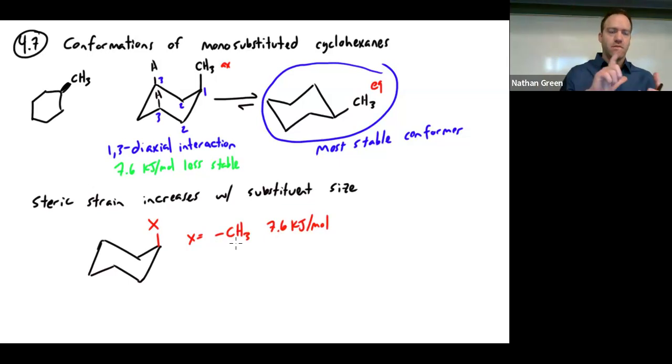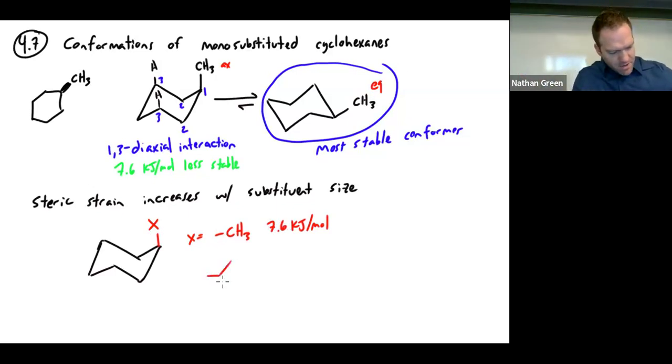So when we talked about Newman projections, and we said that it costs 3.8 kilojoules per mole to put a methyl group next to a hydrogen, that is 3.8. Well, there's two of those, right? So 3.8 times 2 is 7.6. You don't have to know where these come from, but if you ever want to look these up, you can use the A values to predict what these structures are going to cost you.